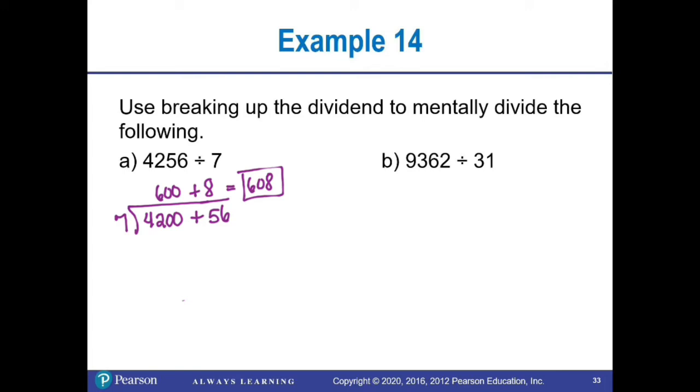Part B, we're going to divide 31 into 9,362. Well, I know that 31 will go into 9,300, and 31 will also go into 62. So I broke up 9,362 into 9,300 plus 62. So 31 goes into 9,300 300 times, and 31 goes into 62 2 times. 300 plus 2 is 302.